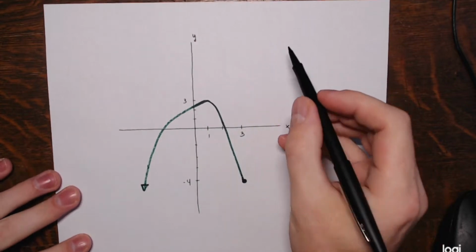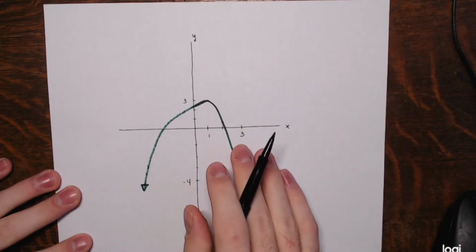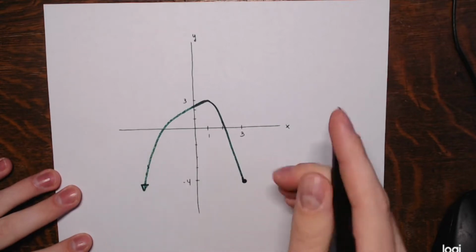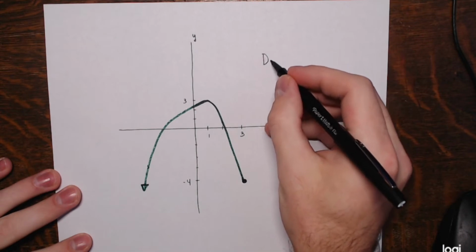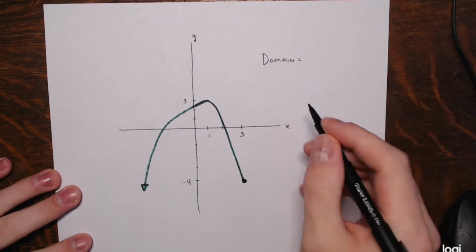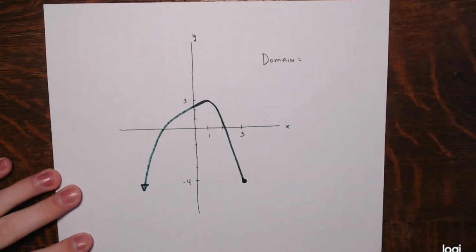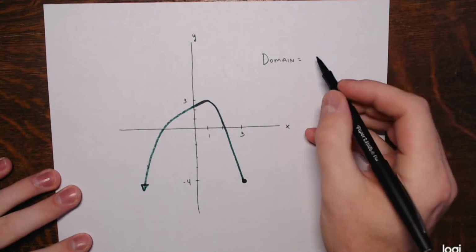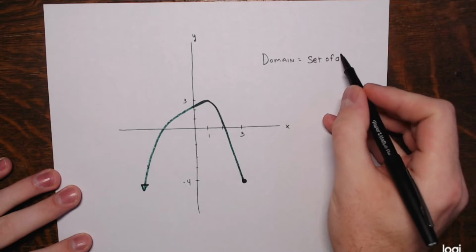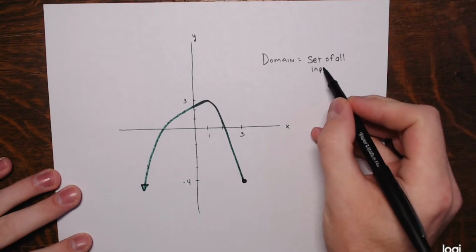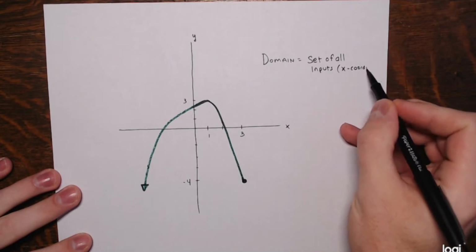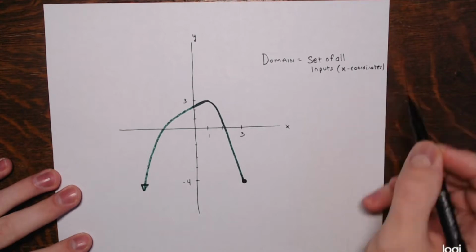Now we're asked to state the domain. This graph represents a function. It passes the vertical line test, right? And hopefully you recall from previous videos that the domain of a relation, and also a function, since a function is just a special kind of relation, is the set of all the inputs, which in this case would be all the x-coordinates that are used in this particular graph.